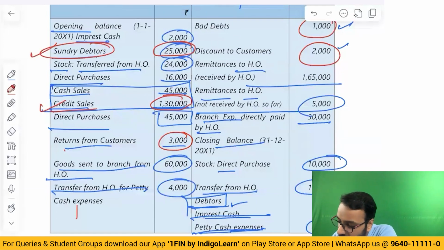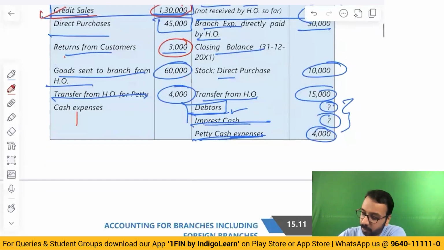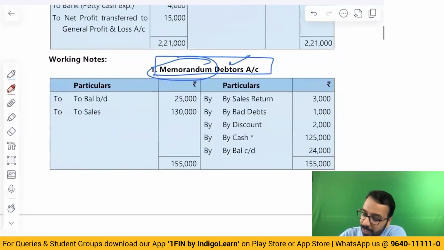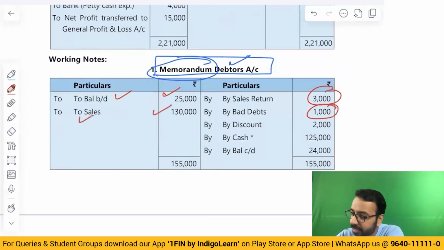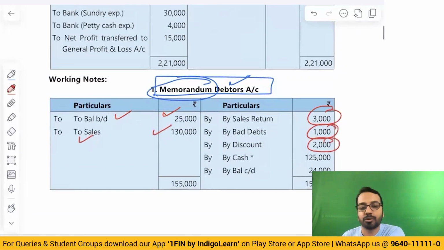Then they have not given us information on the collection from the customers, how much has been collected from the customers, that is not given. So let us plot the remaining values. Balance brought down 25,000, sales 1,30,000, sales return, bad debts, discount, and closing balance also we don't know, cash also we don't know. So if we don't know this cash, what should we do? We should look at the cash account, and there the balancing figure may be the amount collected from the customer.